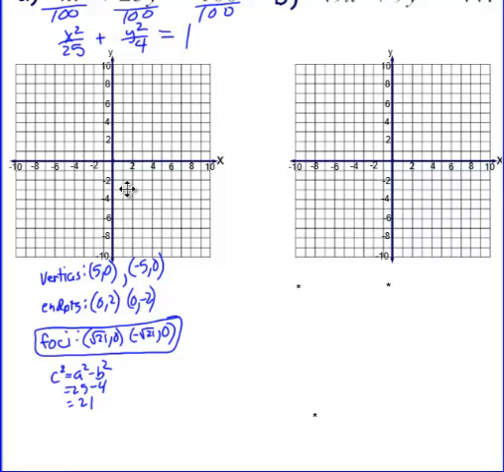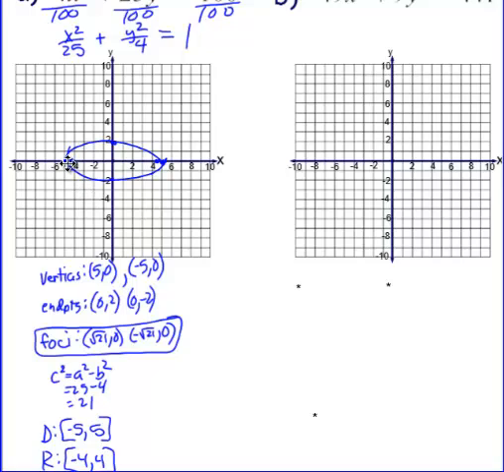Let's take a look at the diagram. Everything is already plotted on there. So my vertices, my foci, you can see the little dots on the inside, and then the other endpoints, so that's the ellipse. And then from that, we can identify our domain and range.